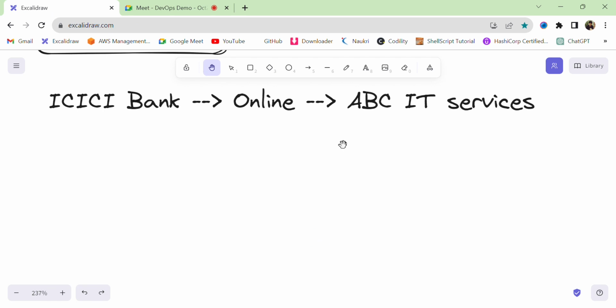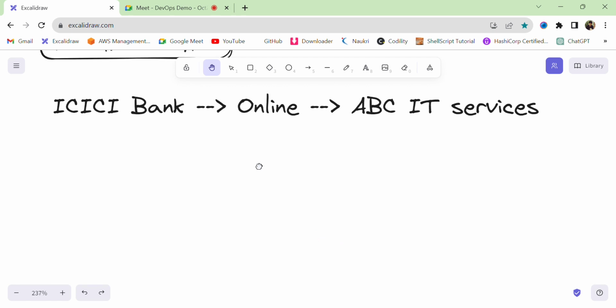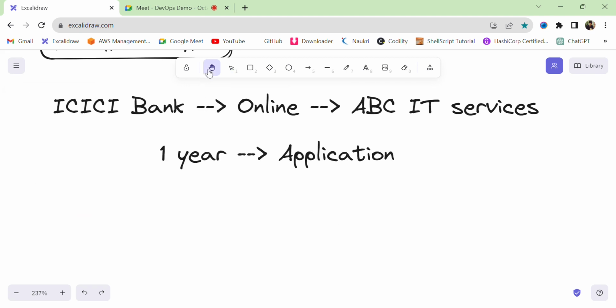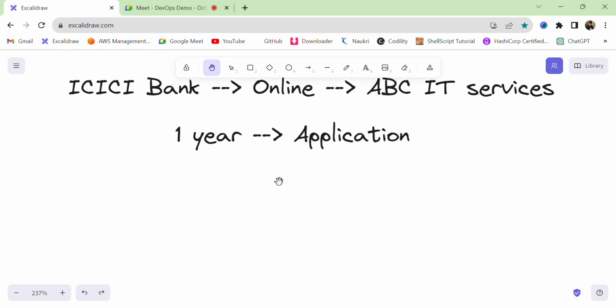Now, ABC IT Services have expertise in creating these applications. So they go through it, and then ABC IT Services tells ICICI Bank that we will take 1 year. We will need 1 year to create the product, or let's say to create an application. For this entire project we will be taking almost 1 year, and we will deliver your product in 1 year of time.